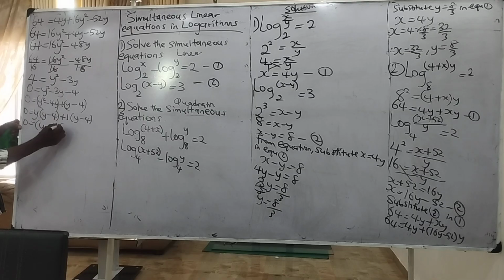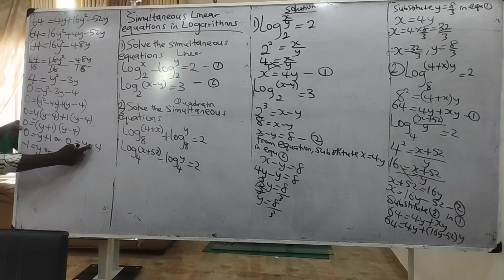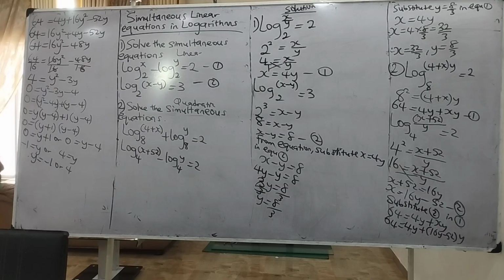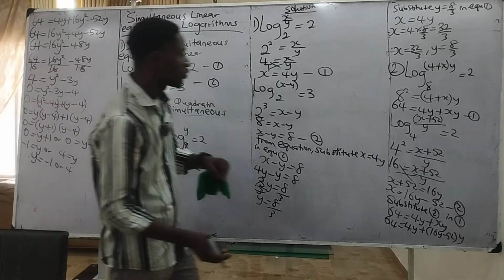Then you pick one of these, which is y minus 4. So let us split them out. 0 is equal to y plus 1, or 0 is equal to y minus 4. Let's make y the subject. When plus 1 comes here it is minus 1, so we have minus 1 is equal to y. Or when minus 4 comes here it is 4, is equal to y. Therefore, we have two values for y: y is equal to minus 1 or 4. So it means that we are going to have two values for x.